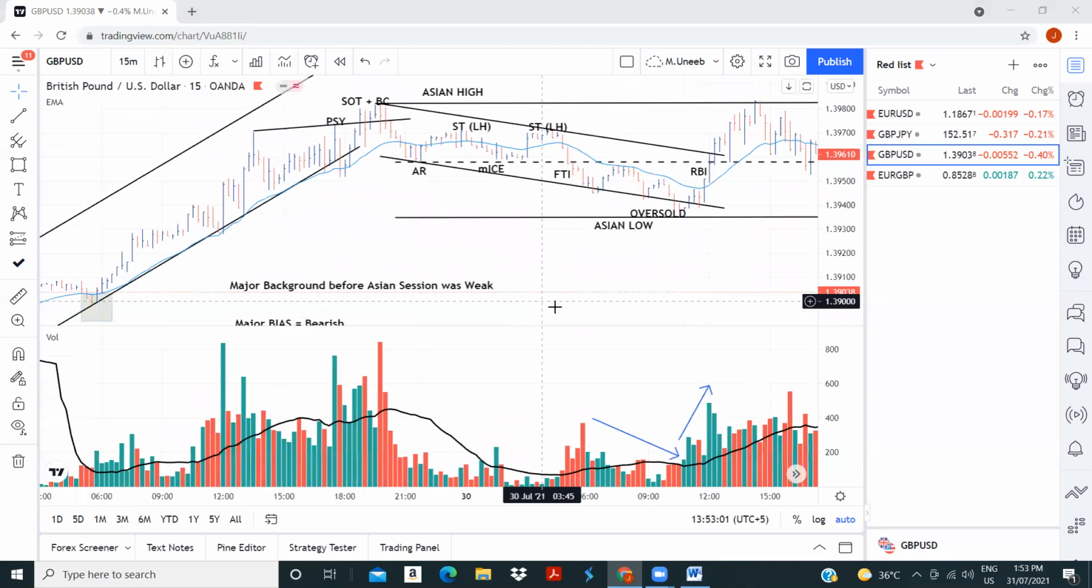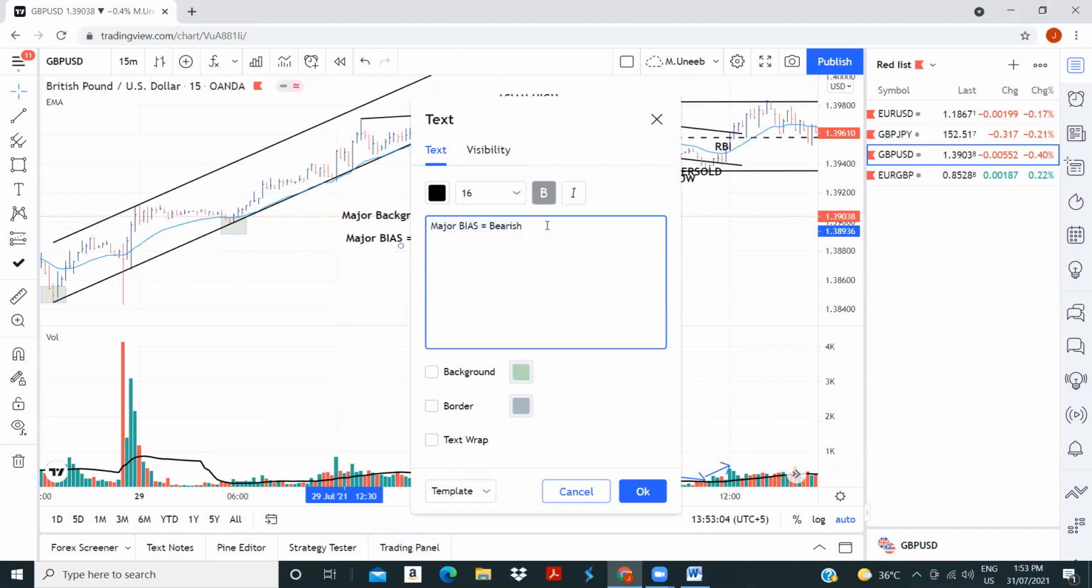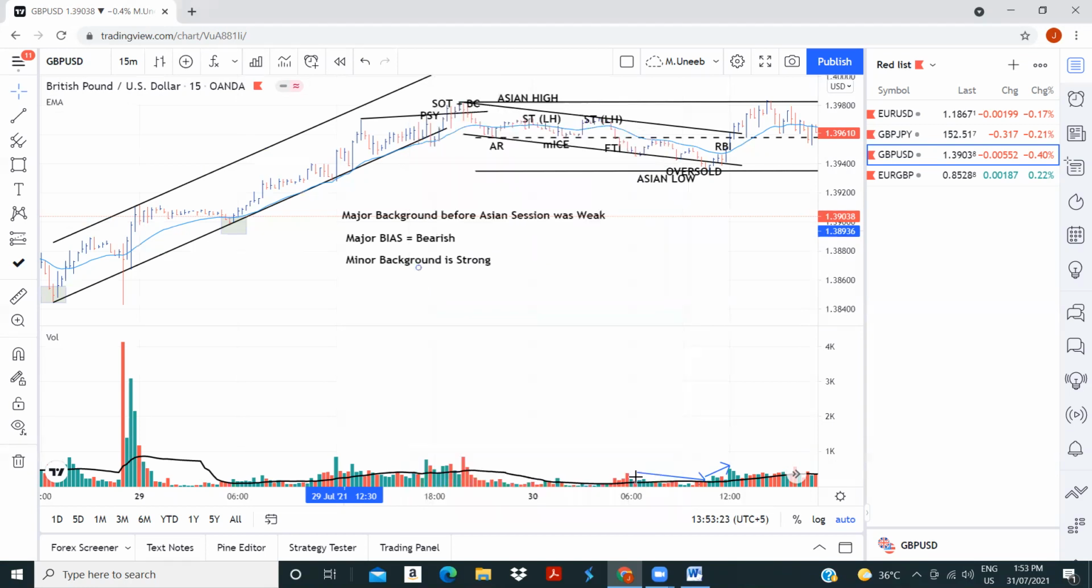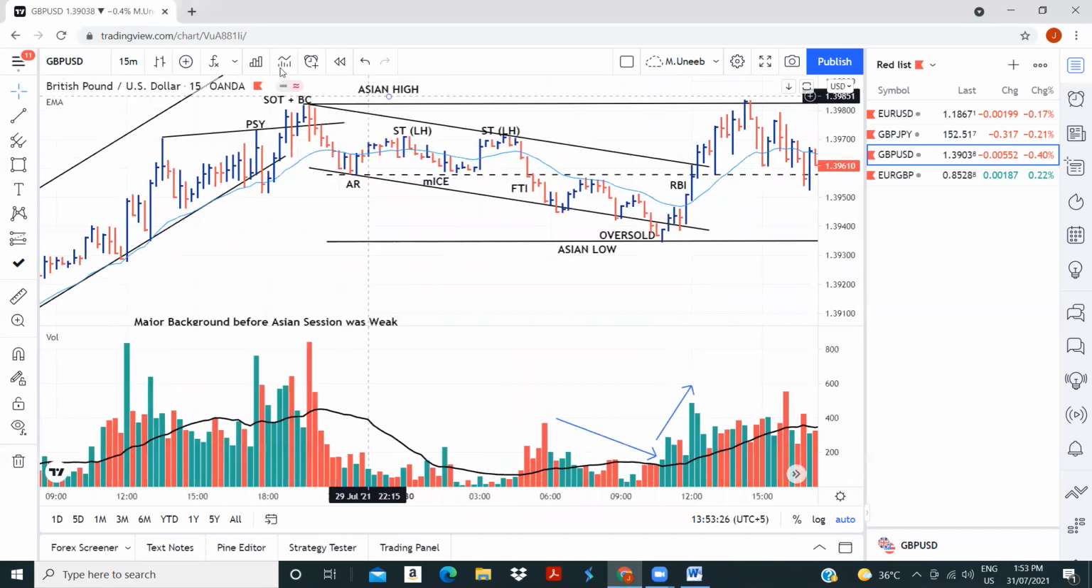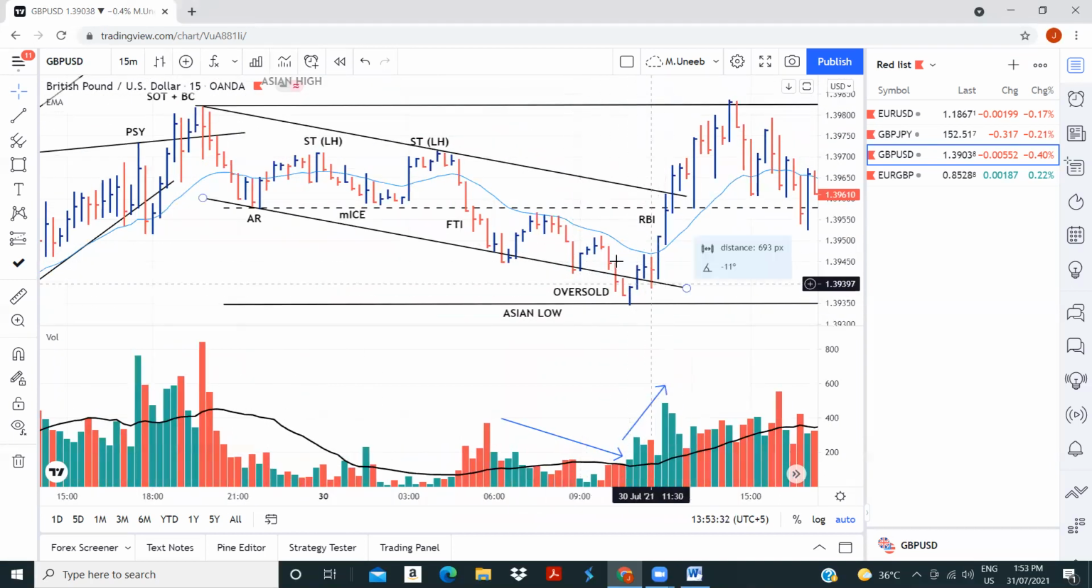Now our minor background is strong. Now we have confusing, contradictory information. So how will I handle it? Whenever I see this situation, the minor is strong. Remember that buying climax, SOT, and overbought, oversold, SOT, these things will determine the background. Jump across the creek, falling through ice, these things will tell you about the background.